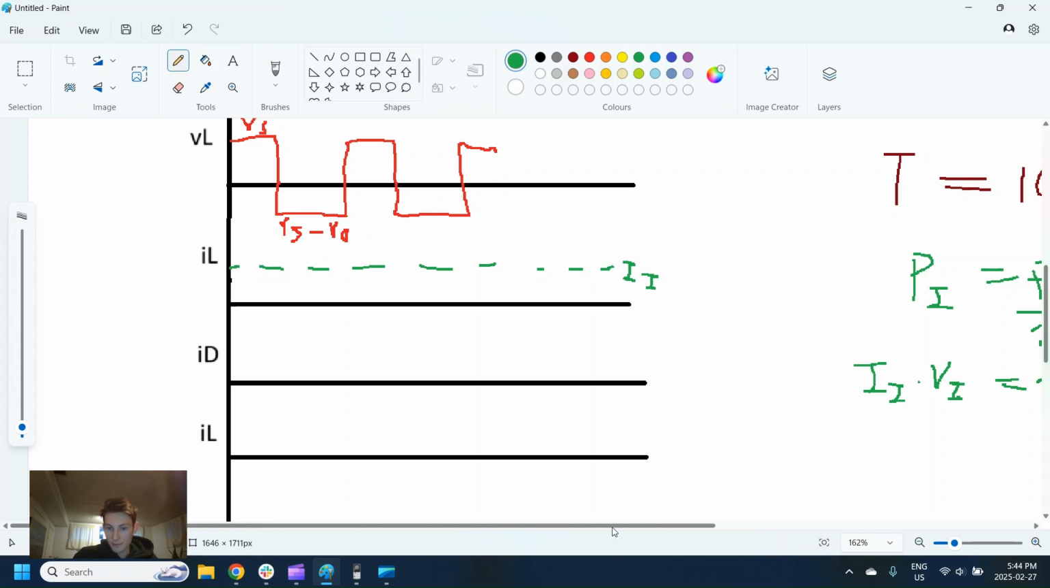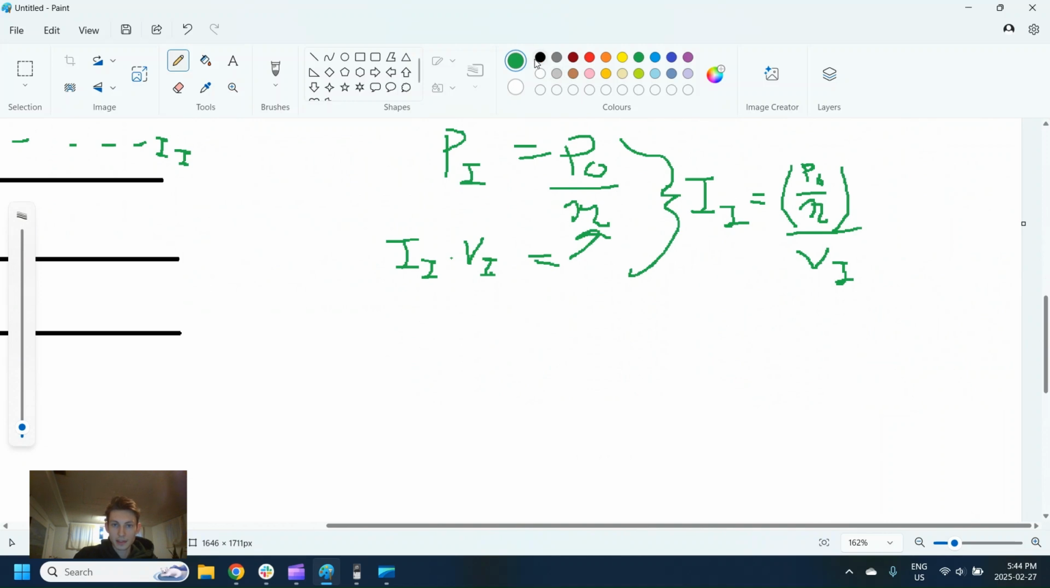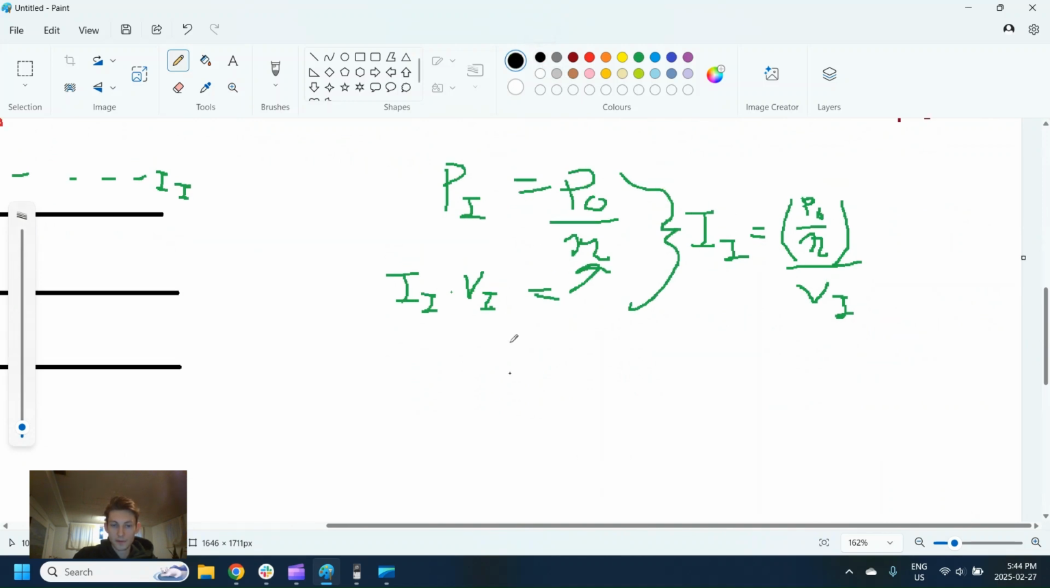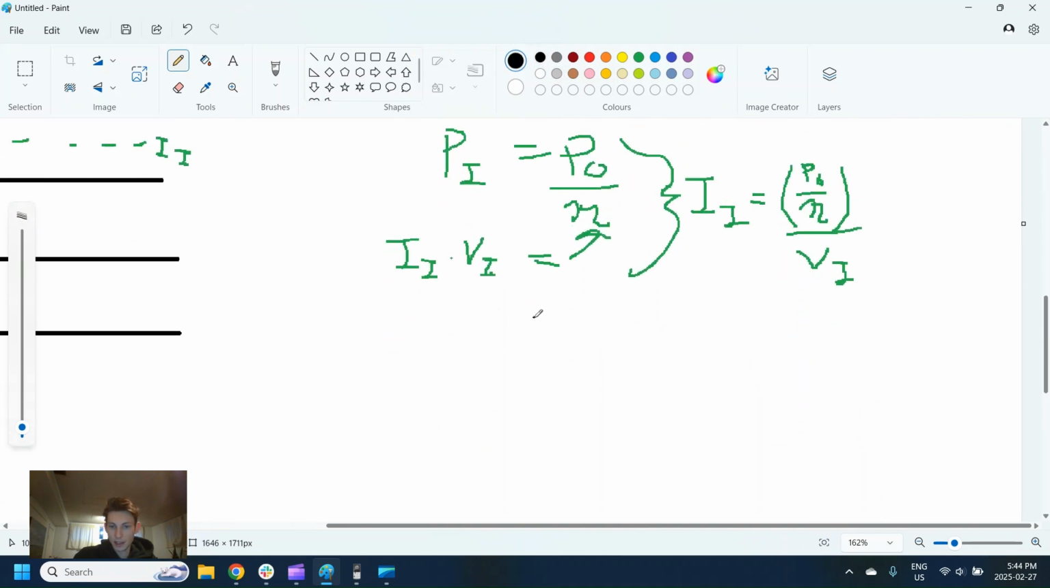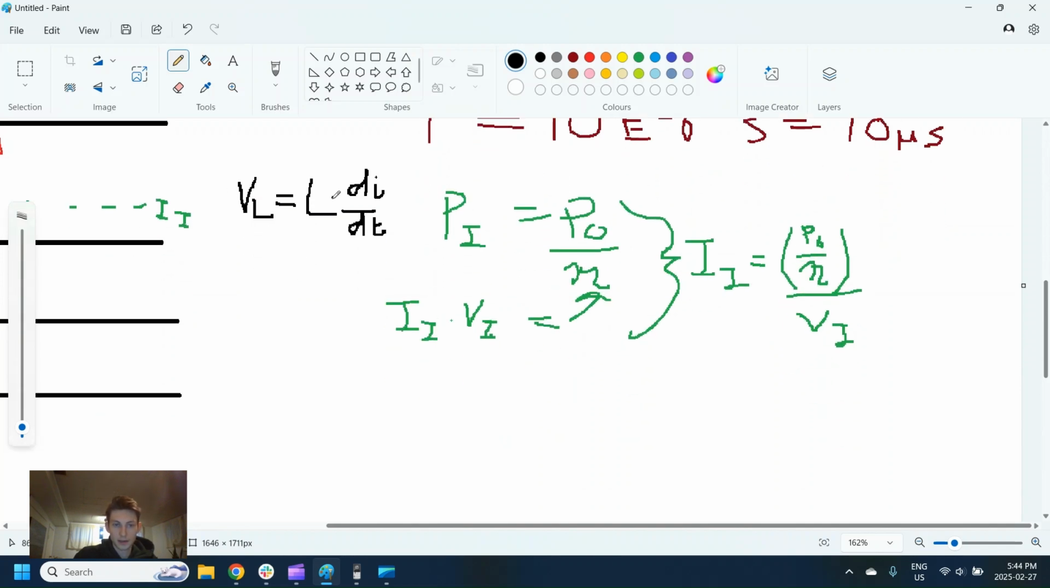Okay, so that's good for the average, but what does it actually look like? What is the shape of it? From here, we just go back to basic physics of what the equation is for an inductor. For an inductor, the voltage across the inductor is going to be the inductance times the derivative of the current through the inductor. If you've had Lenz's law, this is burned into your brain: VL equals L di/dt.